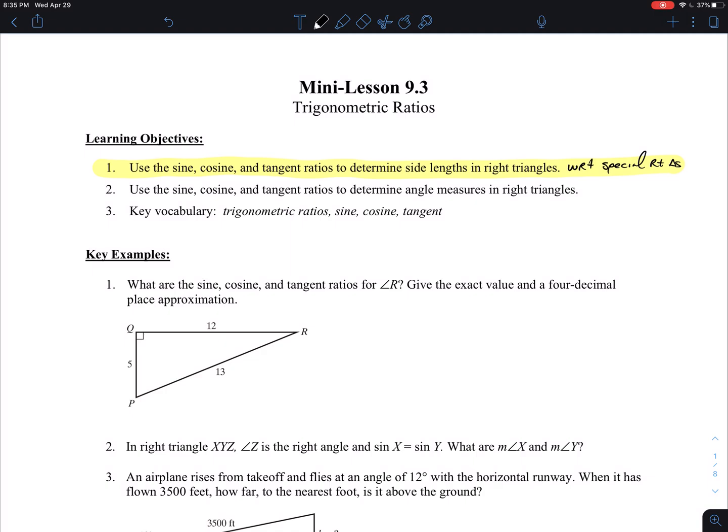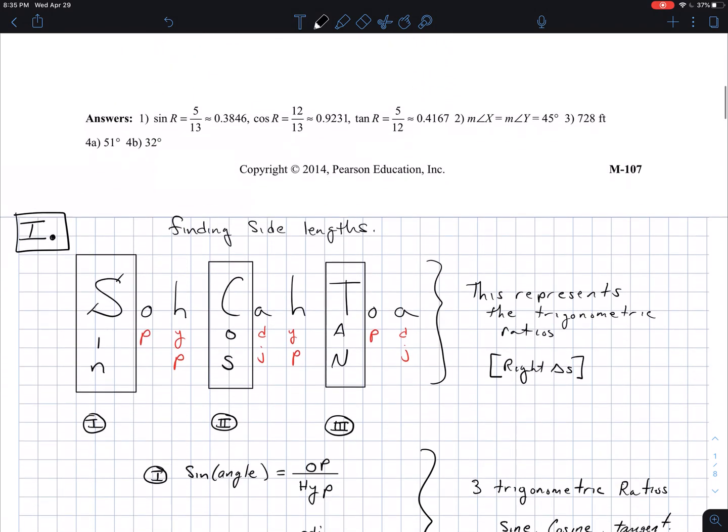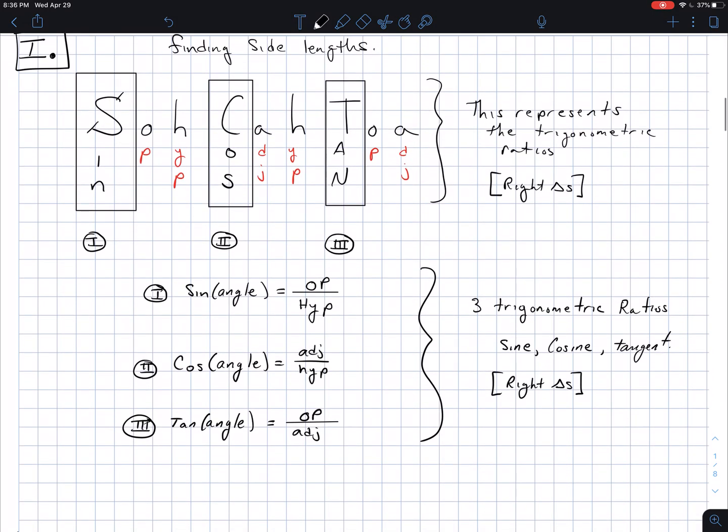In this video, we're actually not going to get to any of the key examples. We are going to talk about SOHCAHTOA again very quickly, and we're going to go through a few pieces of it. So, in order to find side lengths of a particular right triangle, the relationships that we use are called trigonometric ratios. They are the sine, cosine, and tangent. And in each case, they represent a ratio of two sides of a triangle.